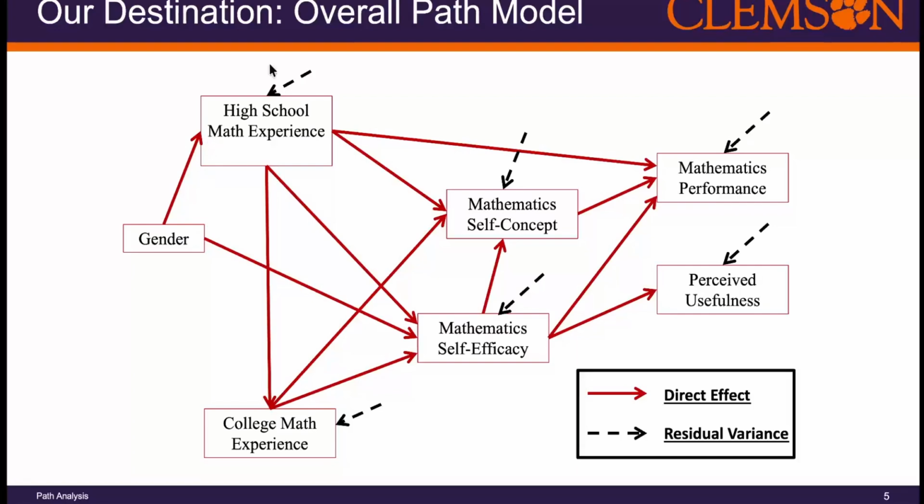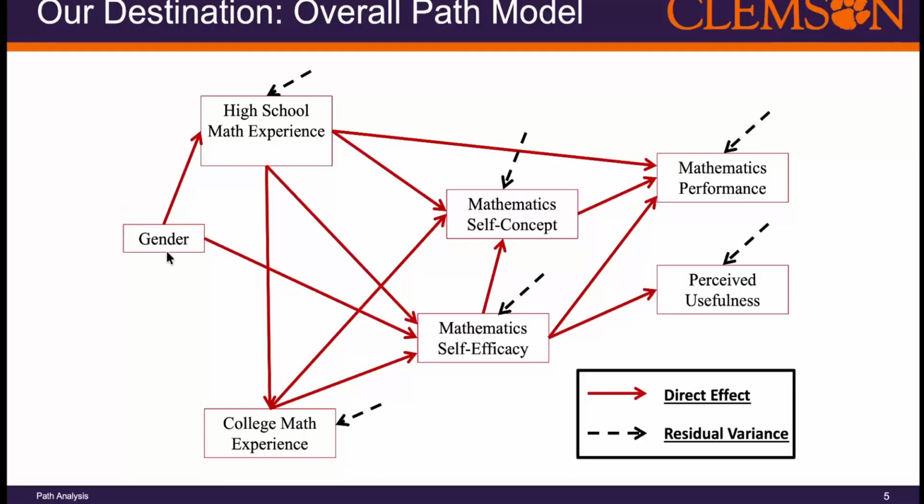The red arrows refer to what we call a direct effect, that is a regression slope, basically. And the dashed arrow represents a residual variance. So each of the boxes that you see a dashed arrow on are what we call endogenous variables, variables whose variance is being explained by the model. And then we have gender here, which doesn't have a dashed arrow.